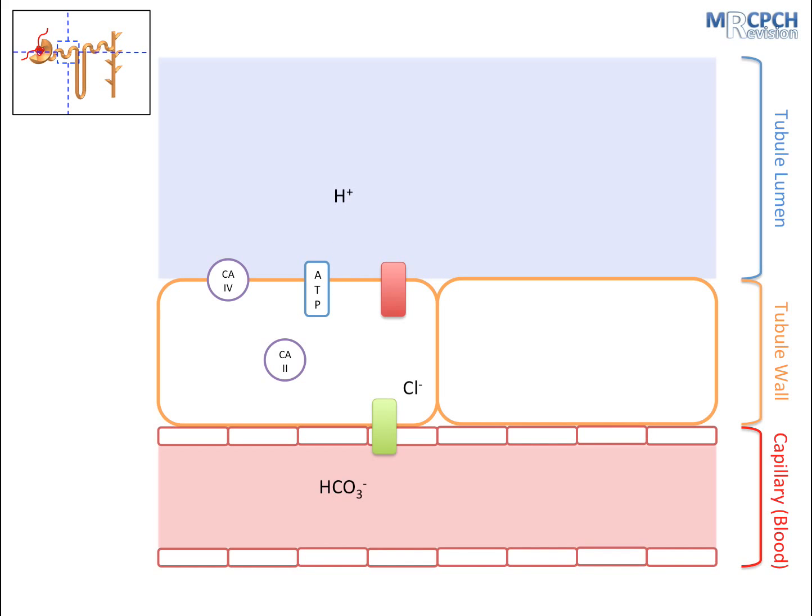The first one: there is a proton pump, an ATPase that actively secretes hydrogen ions into the tubular lumen. Sodium is also freely filtered, and there is a sodium-proton exchanger on the luminal surface, and the remaining protons are exchanged for sodium. The bicarbonate is then absorbed back into the circulation, and the protons are excreted in the urine.